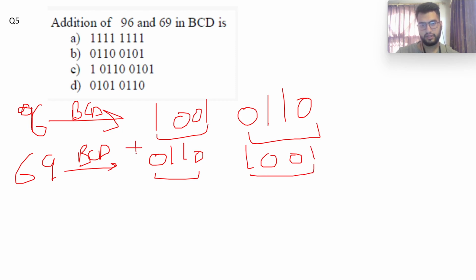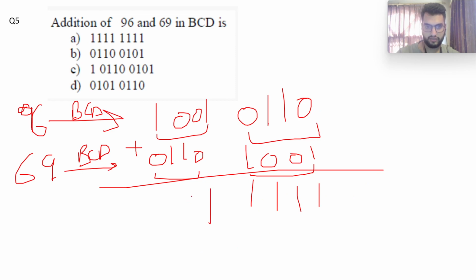Now in BCD addition, we'll add them. There is one thing in BCD addition: if the sum comes out to be greater than or equal to 10, then we have to add 6 to the number. So we have 1 1 1 1 and here we have 1 1 1 1. Both of them are greater than 10, so we will add 0 1 1 0, that is 6, to each term.